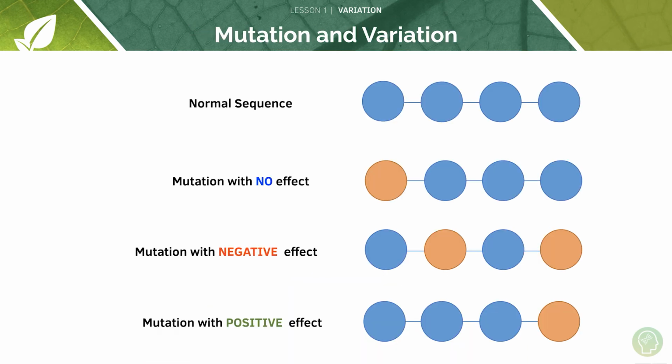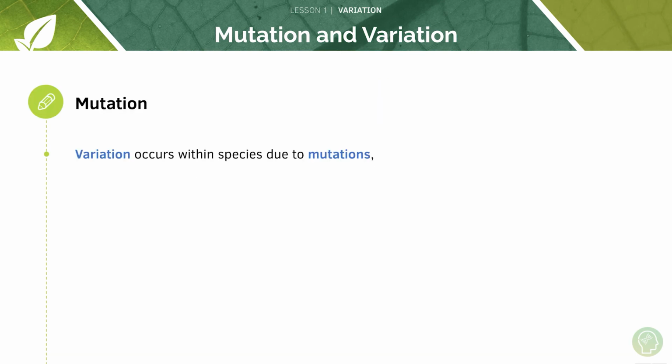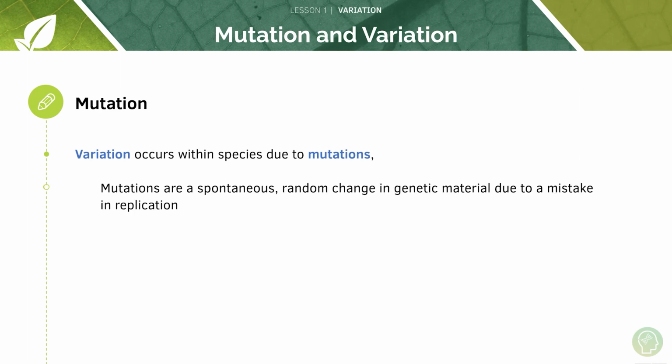Now, mutations occur within genes sometimes. So you can have mutations with no effect, mutations with a negative effect, or mutations with a positive effect. So mutations aren't always a bad thing. That's basically what you need to gauge from this slide, because often we talk about genetic mutation as causing a type of genetic disorder and then disadvantaging the organism. But actually, mutations can also have positive effects, and we see this influencing natural selection, for example. So variation occurs within species due to mutations.